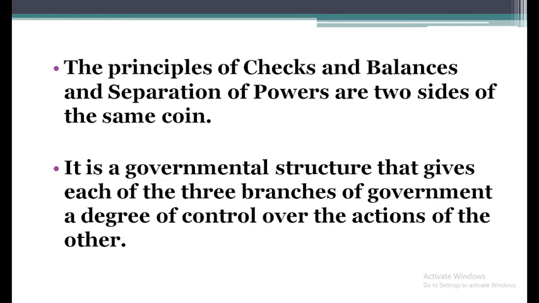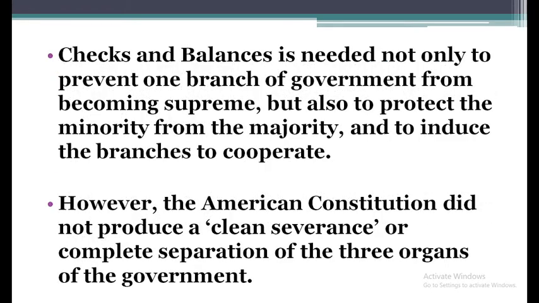That means, although they are separated and independent of each other, each branch of the government controls the other two branches. This allows one branch to limit another, to keep the other branch from becoming too powerful or too despotic. Checks and balances is needed not only to prevent one branch of government from becoming supreme, but also to protect the minority from the majority and to induce the branches to cooperate.